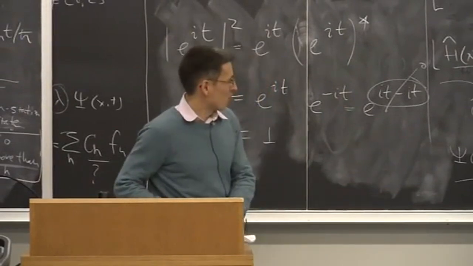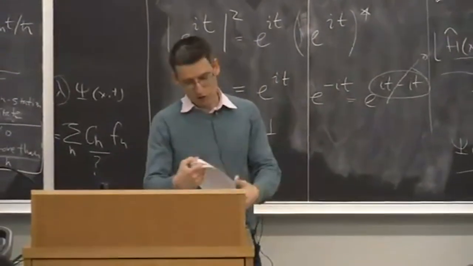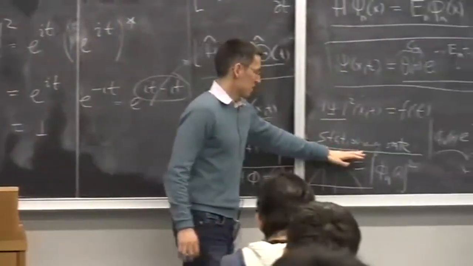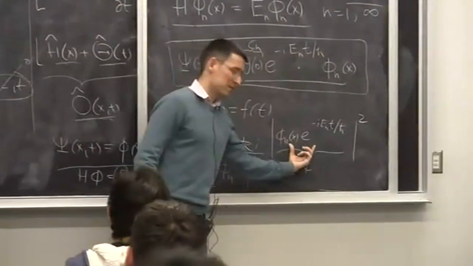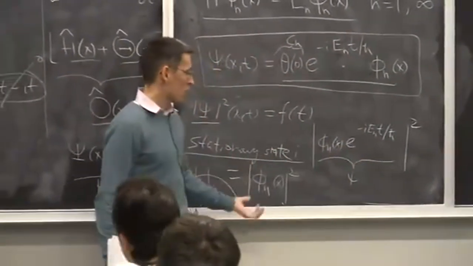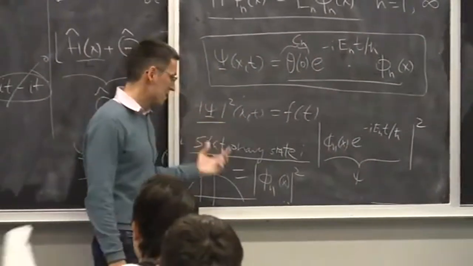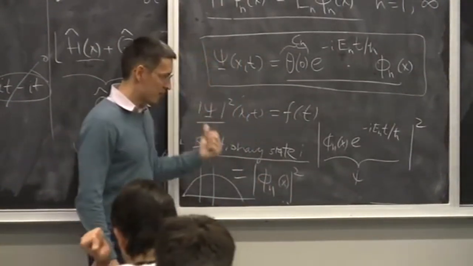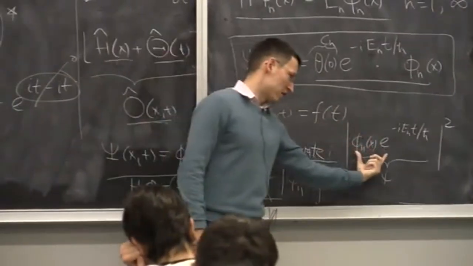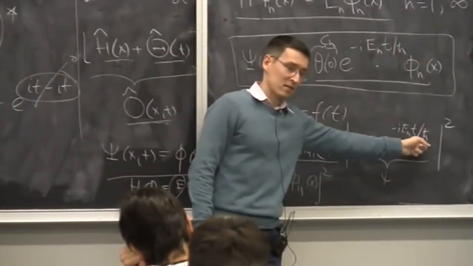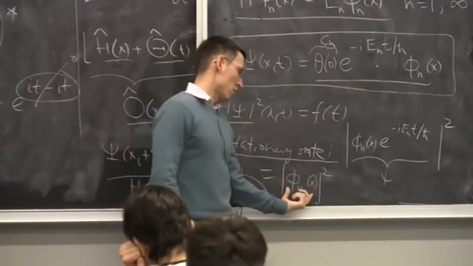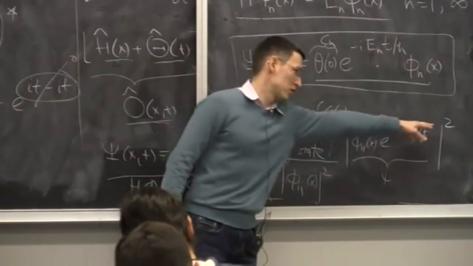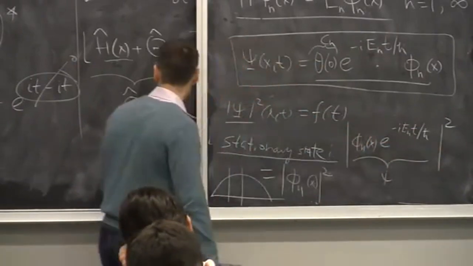Okay, so now a more interesting situation, non-stationary. Why do we call it that? These states where you have only a single product are called stationary because when you consider the probability density, there's no time dependence. Make no mistake, the function itself has time dependence, but the physically observable probability density does not, because of this conjugation, this absolute square.